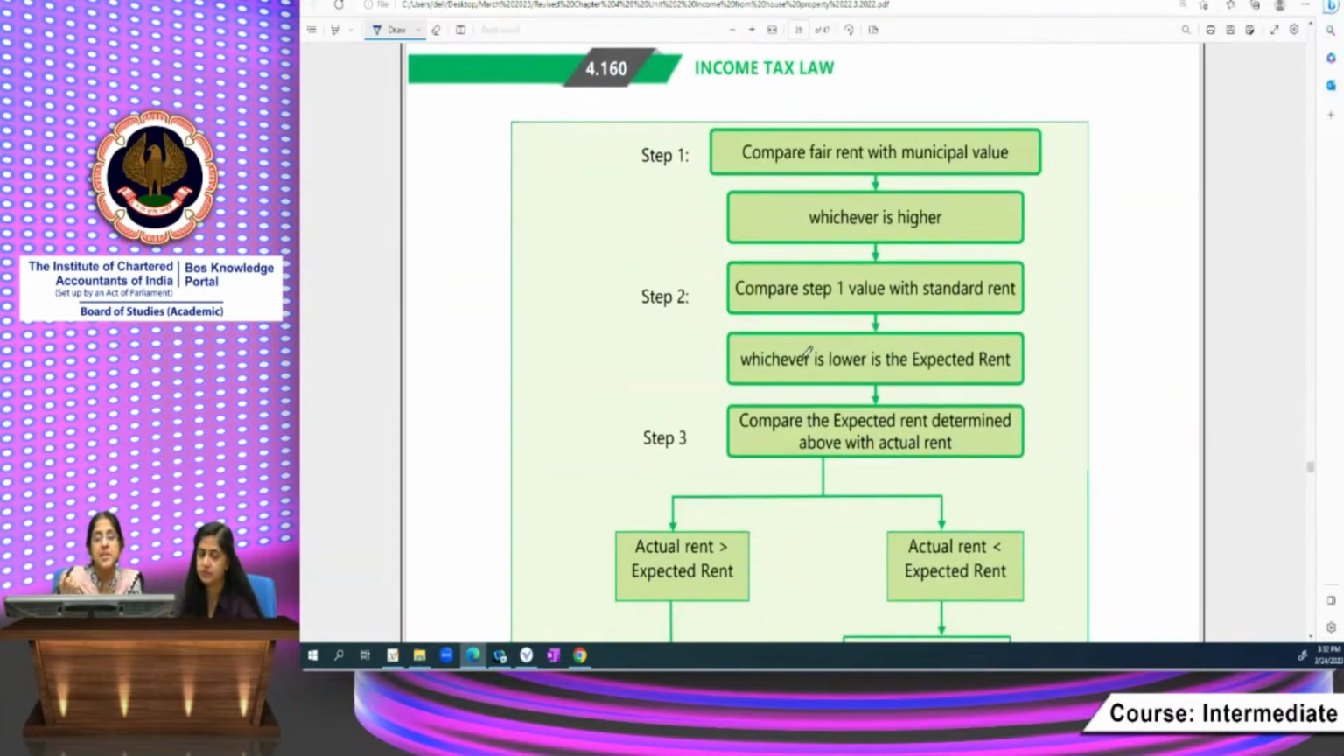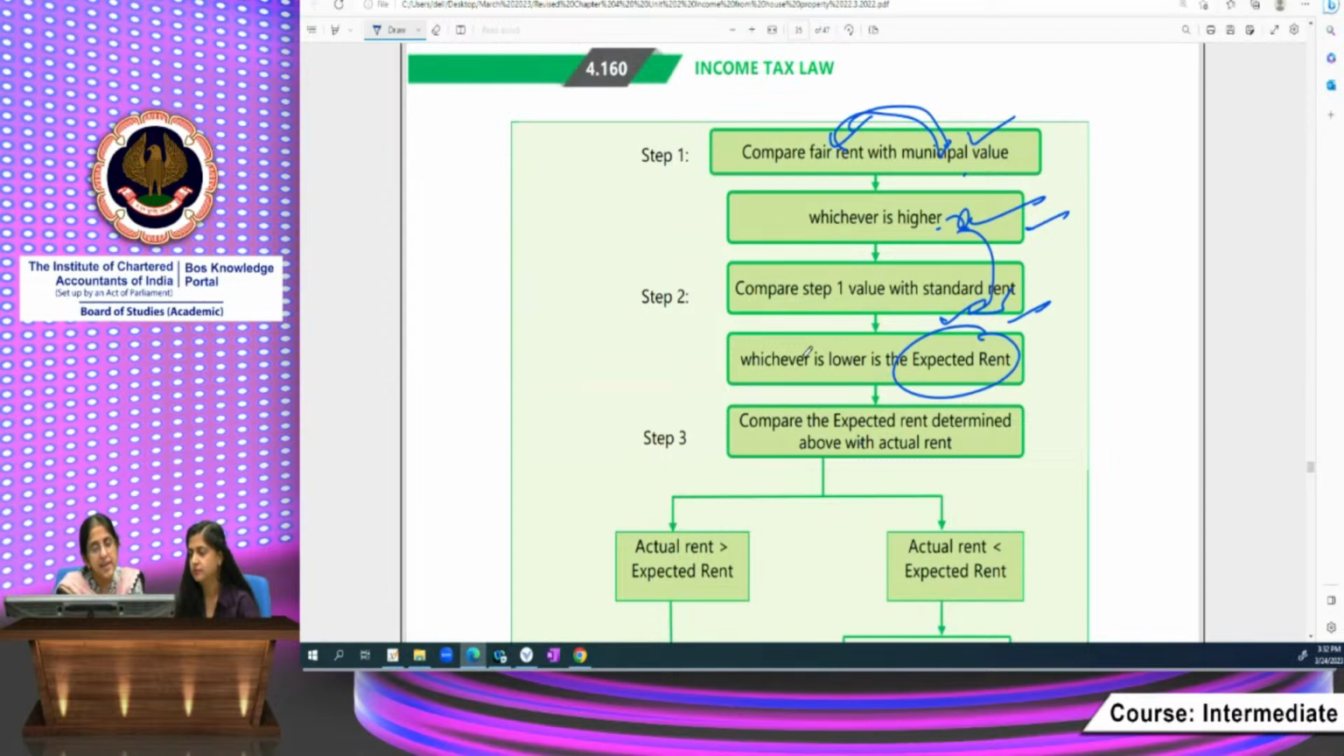Now, to determine the annual value of a house property, you compare fair rent. Fair rent is the rent which a similar house in the locality fetches. Municipal valuation is as per the municipal records. Of these two, whichever is higher. Then if it's controlled by the Rent Control Act, which is operational in some areas, you compare it with standard rent, and this value and standard rent, whichever is lower is the expected rent.